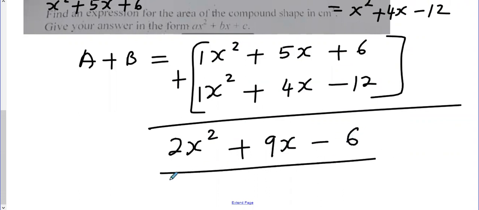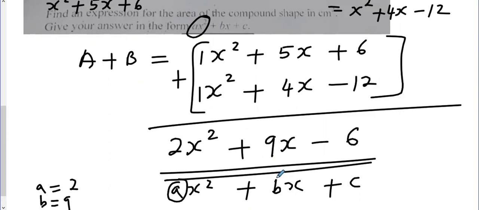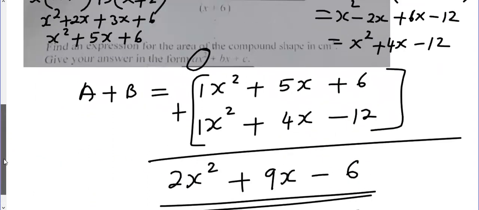And this is the answer, which is in the form ax squared plus bx plus c, where a is 2, b is 9, and c is negative 6. So you can do a comparison and you're going to see that a is 2, b is 9, and c is negative 6. Right, so that's the end of that question.